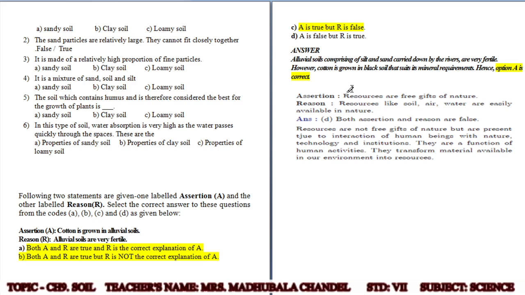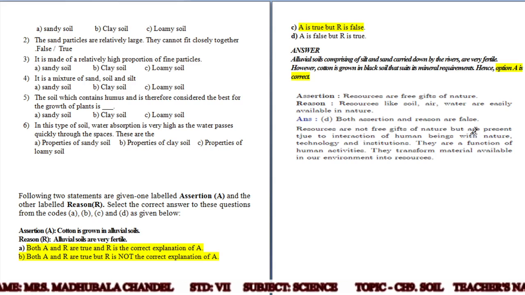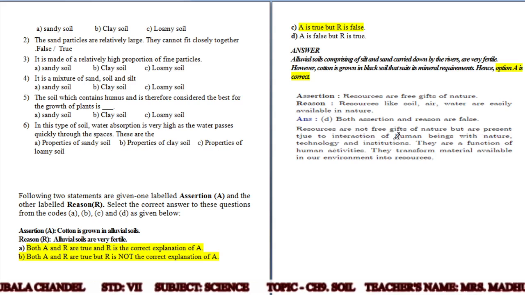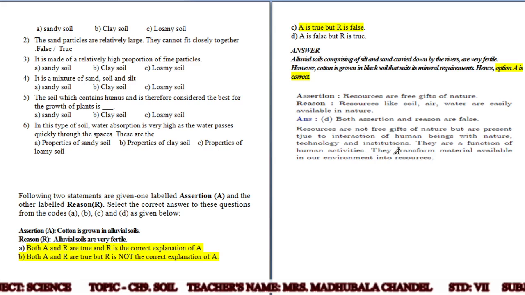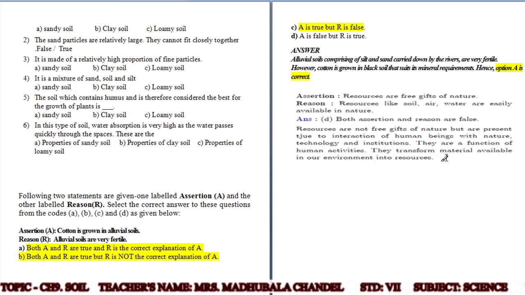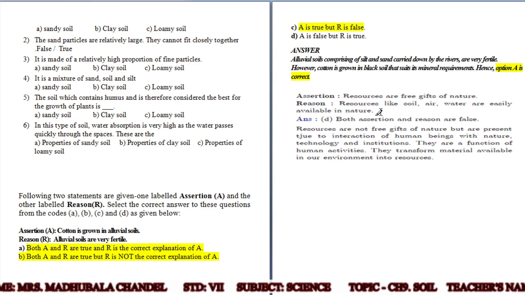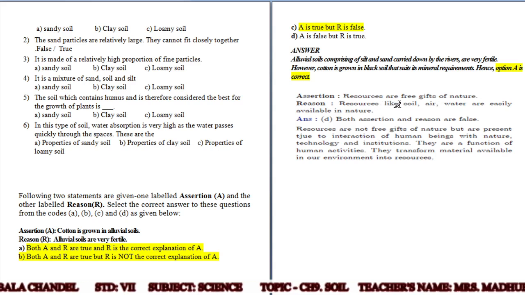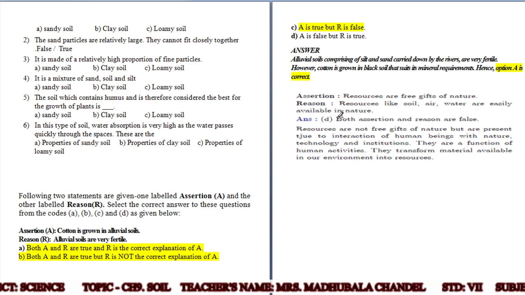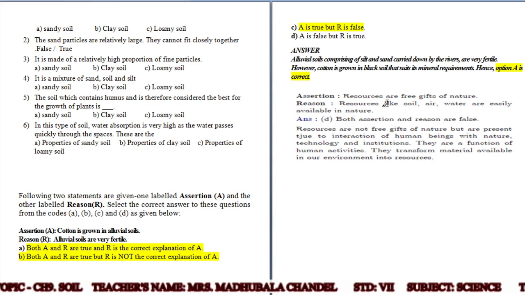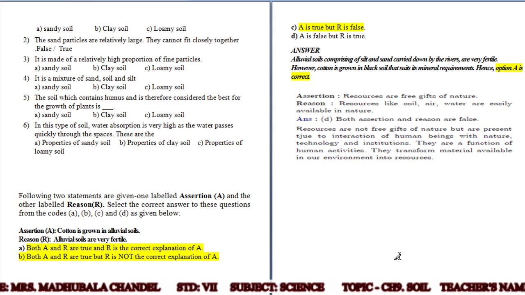Why it is false is because resources are not a free gift. Resources are not free gifts of nature but are present due to interaction of human beings with nature, technology and institutions. They are a function of human activities and they transform material available in our environment into resources. So it is not a free gift. It is there already in nature, and how we utilize it, that becomes the resource. And resources like soil, air and water are easily available in nature. So you have to decide whether the statements are correct or false.